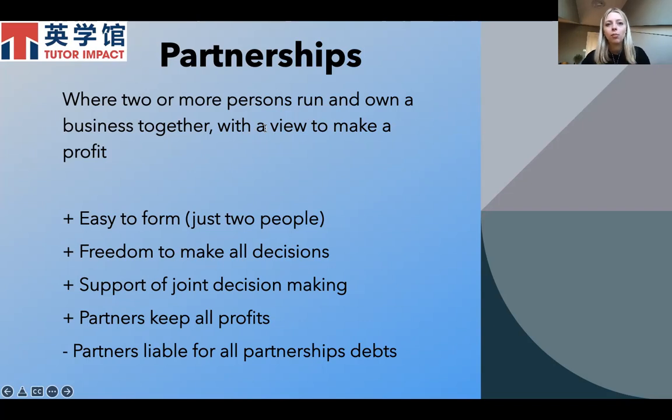So taking the same example we had before with the bank, if the partnership were to borrow £100, it is the partners who are personally and jointly liable for that debt to be repaid. So all of the partners would have to ensure that that was paid. And again, their liability is unlimited. So that's the main advantage and disadvantage of partnerships.